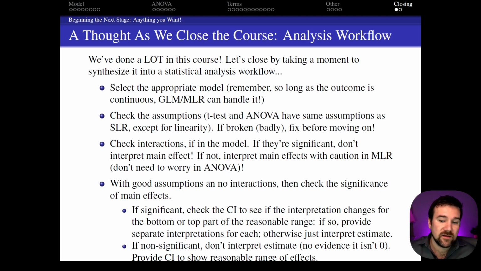If the main effect is not statistically significant, then I wouldn't interpret the estimate. Remember, my default is that this is now 0. There's no effect. And it's not because there's evidence that there's no effect. It's because that's my default, and there's not enough evidence to convince me that there is an effect. With that said, I might provide a confidence interval to show a reasonable range of where the effects may fall based on the data. So, that's my closing thought. That's kind of how I would approach analysis based on everything that we've done in this course. That's kind of a generic workflow to consider.